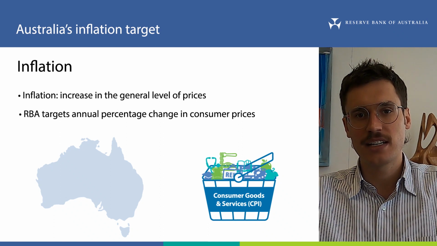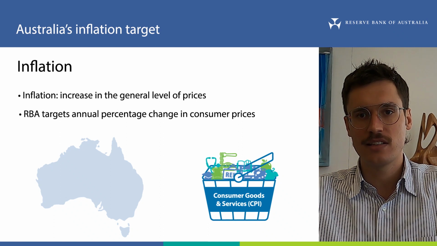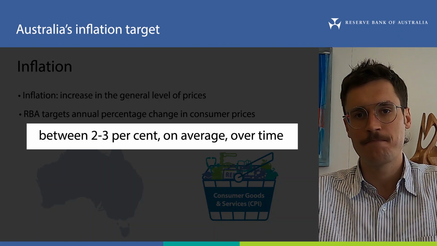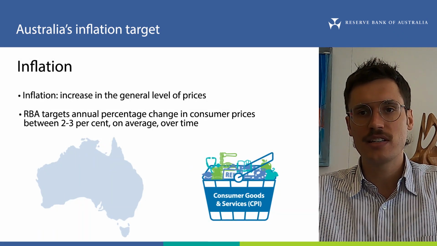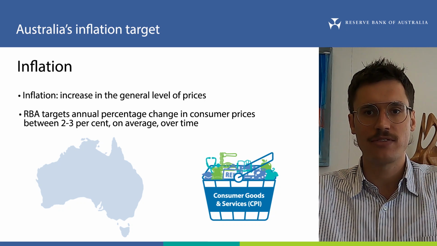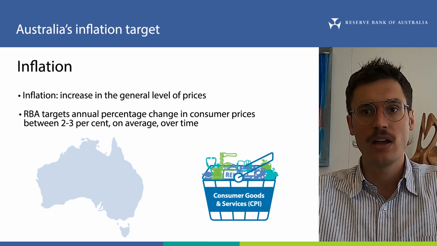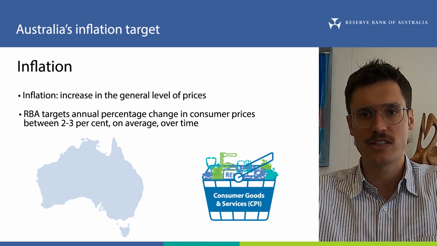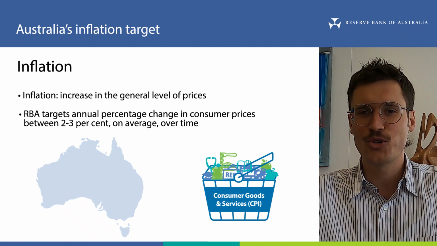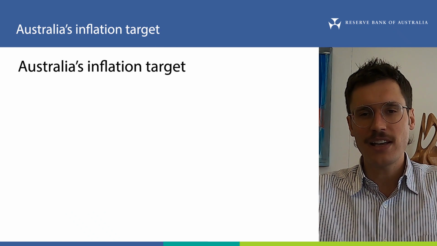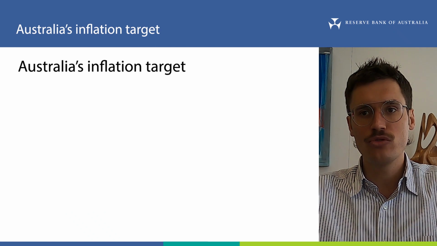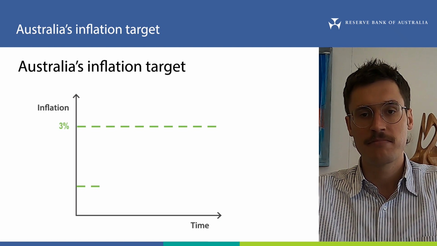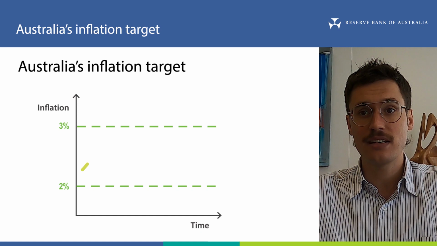Australia's inflation target is to keep the annual increase in consumer prices between 2 to 3% on average over time. The RBA has chosen to target a 2 to 3% rate of inflation because it is suitably low and can help the RBA keep prices relatively stable over time. We'll talk more about this shortly. The inflation target is the framework used by the Reserve Bank Board to guide its decisions on monetary policy and to measure whether it's meeting its objectives.